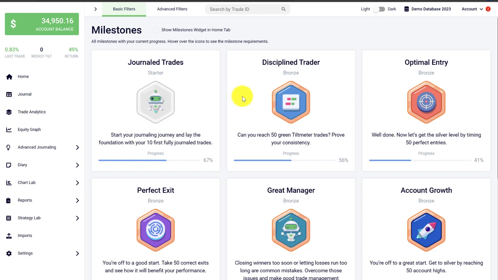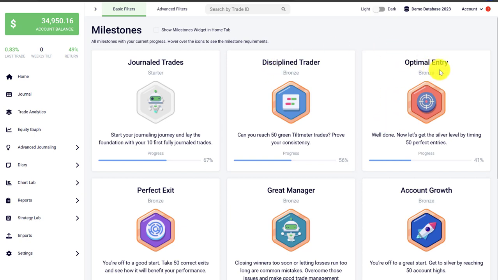The next one is the disciplined trader, and here you get rewarded for green tilt meters. So each time a trade has a green tilt meter, you get 1 milestone point here. And we call this the disciplined trader because the tilt meter shows you how disciplined overall you are and how well you are able to respect and follow your trading rules.